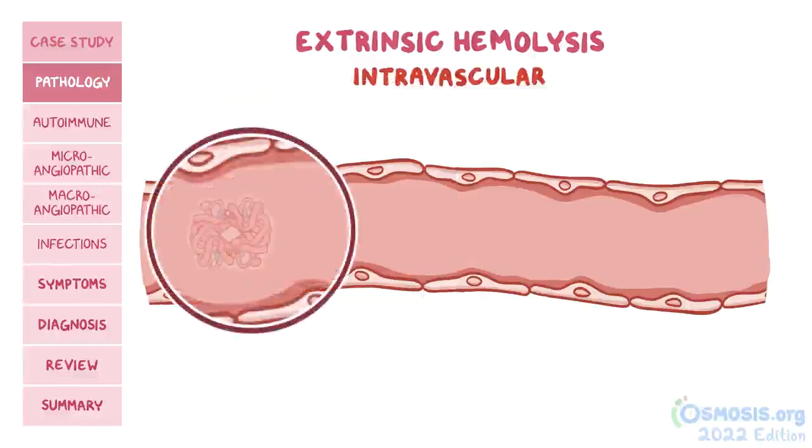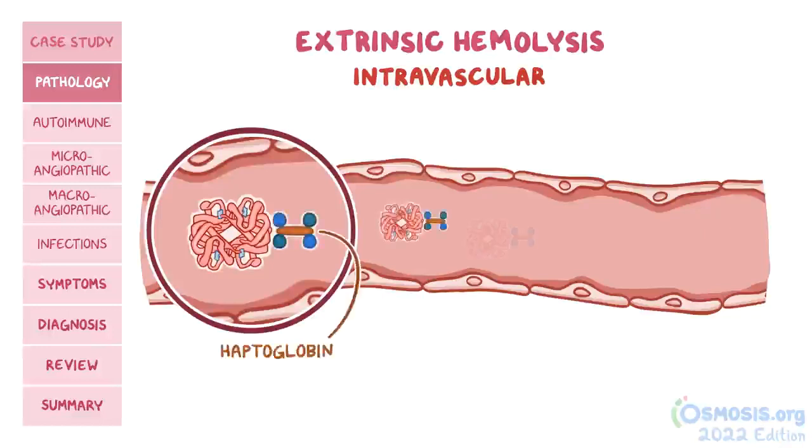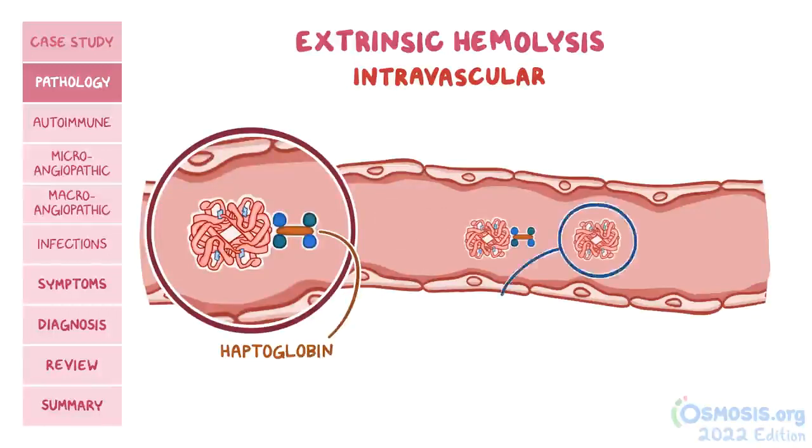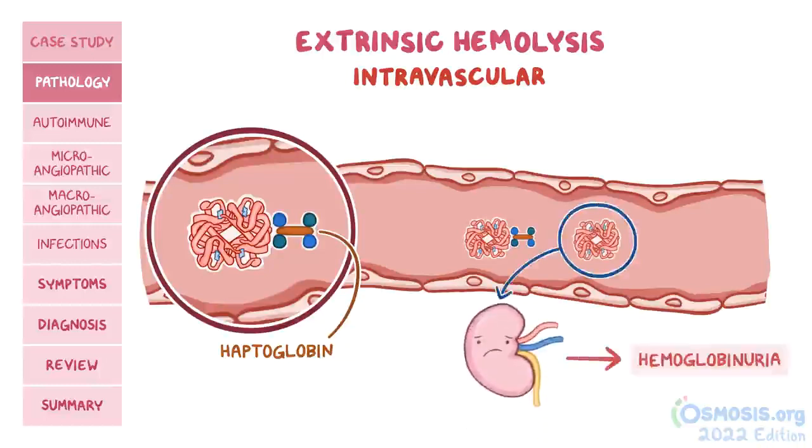In intravascular hemolysis, hemoglobin that's released inside the vessels gets bound by a protein called haptoglobin, and because they're removed together, haptoglobin decreases. Also, when haptoglobin gets overwhelmed, the rest of hemoglobin goes via the blood through the kidneys and into the urine, resulting in hemoglobinuria.